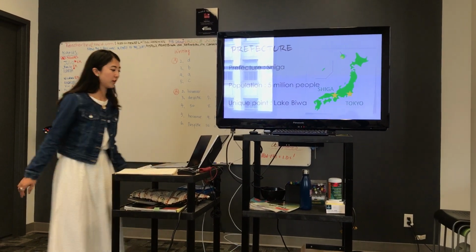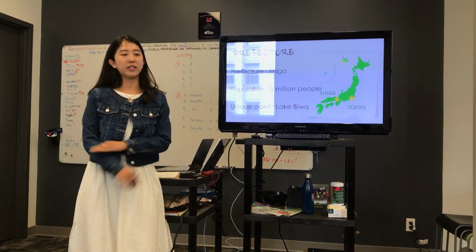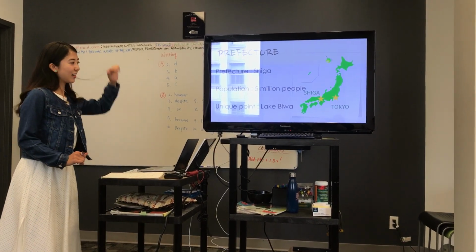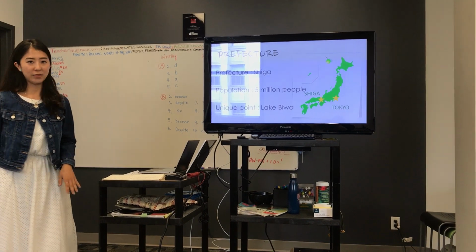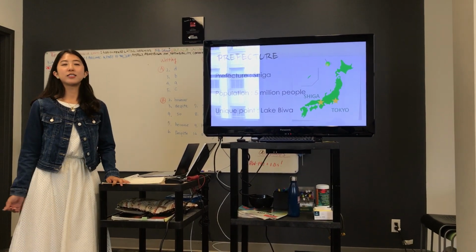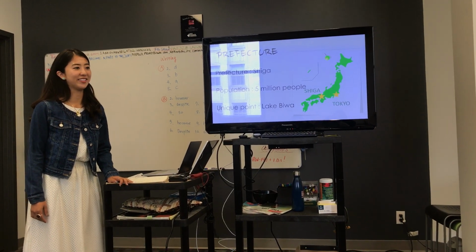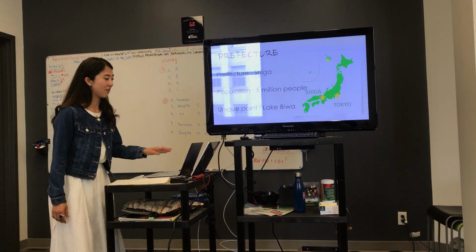About my prefecture. Shiga Prefecture is a very low-profile prefecture, but I love it, and the population is 5 million people. The unique point is that there is the largest lake in Japan. The name is Lake Biwa.